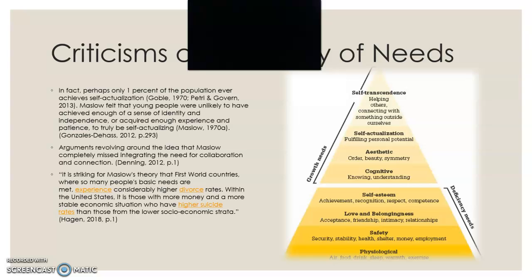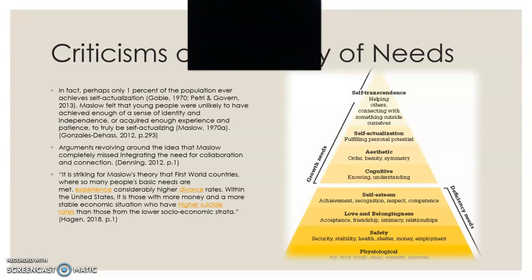There are also arguments revolving around the fact that the pyramid doesn't touch on the importance of collaboration and connection. I don't necessarily agree with that, just based off of the deficiency needs. All of those things, like as a baby, physiological and safety, require the collaboration of your guardians to have those. And then when you get into love and belonging and self-esteem, clearly those involve connecting with others: friendship, intimacy, respect, recognition. So I'm not sure I agree with that criticism from Denny, but that is out there.